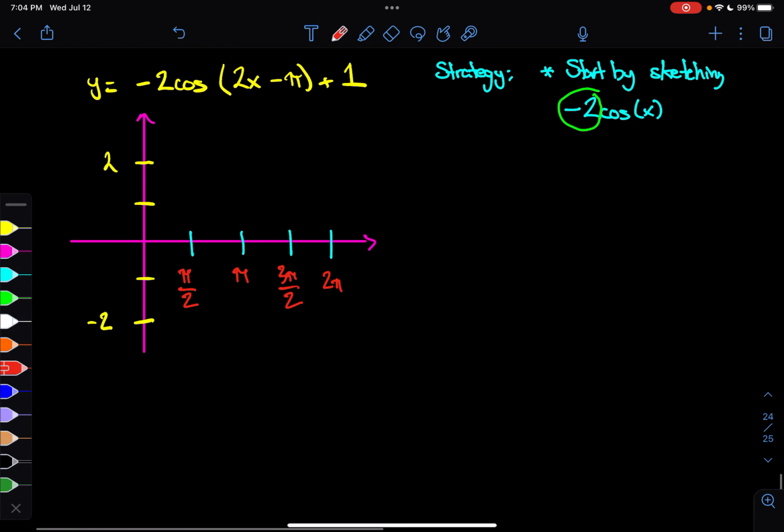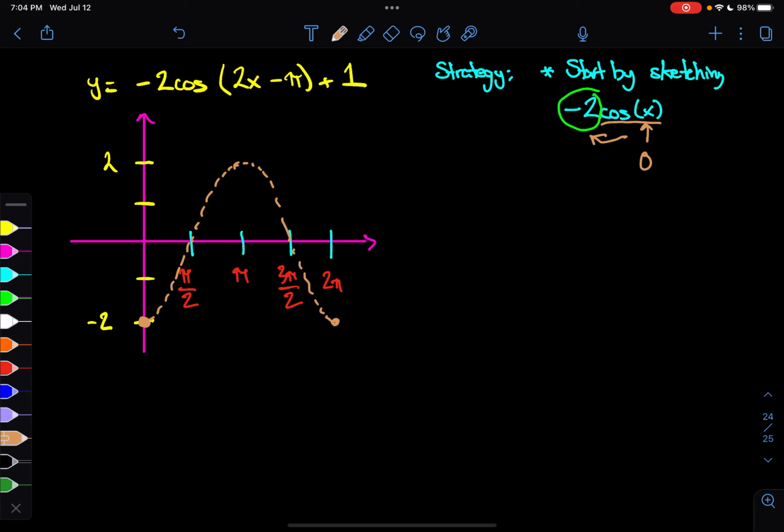So if I were just sketching -2 cosine, the negative means I'm going to start down at -2. You can try it. If you put in 0 for x, I'm going to get cosine of 0 degrees, which is 1. Times -2 gives me -2. So the negative, remember, flips our graph, starts us here, and then everything else should be the same. We're going to be at 0 here, at pi, we're up here, at 3 pi over 2, we're here, and at 2 pi, we're down here. Now this is the -2 cosine of x graph.